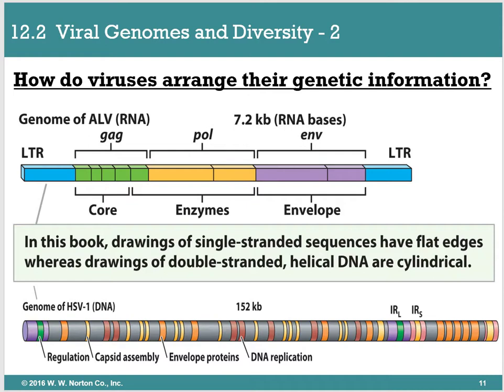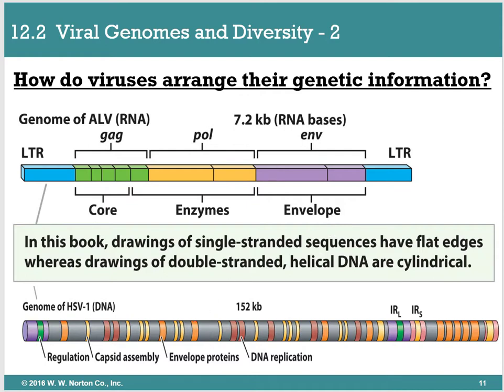But a lot of times they are very, very simple. So the one above is an RNA-based virus. It has three small genes that we can see: the GAG, the POL, and the ENV. So the GAG is specifically for the core of their genome. The POL is for the enzymes, and then the ENV is specifically for the envelope that they're going to produce in order to protect their genomic information.